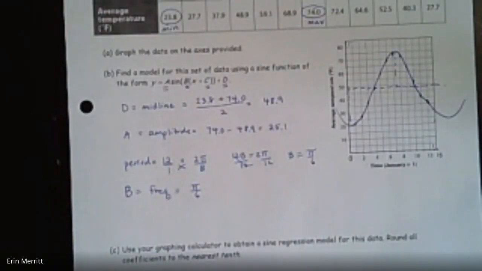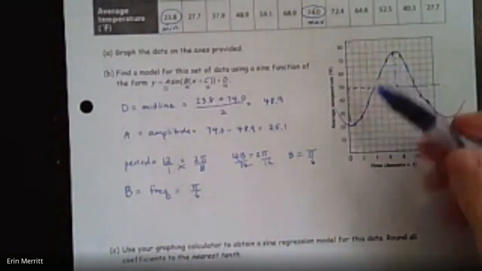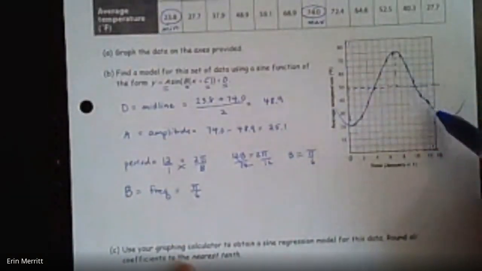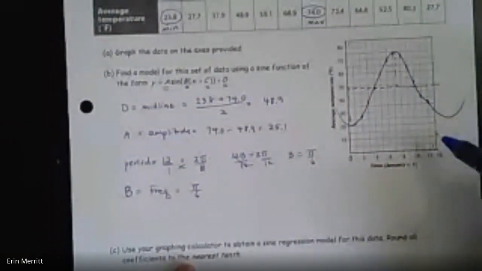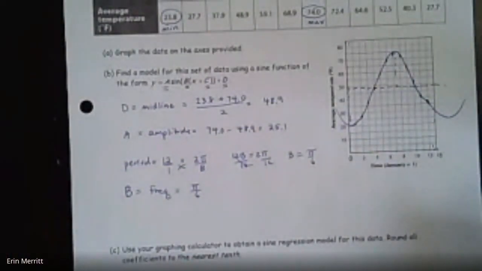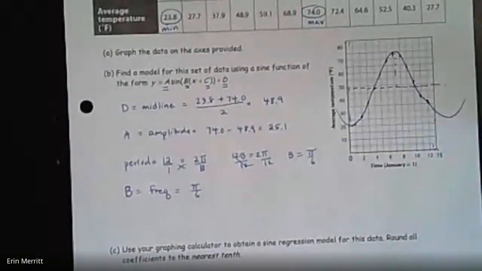As for the phase shift, right now it looks more like a cosine graph. It starts at the bottom, goes all the way up, so like a negative cosine graph. What I would suggest, though, is we want to make it a sine curve so that we can compare it with what the calculator is going to give us. So for this to be a sine curve, it needs to start on the midline. So take a look at the graph.